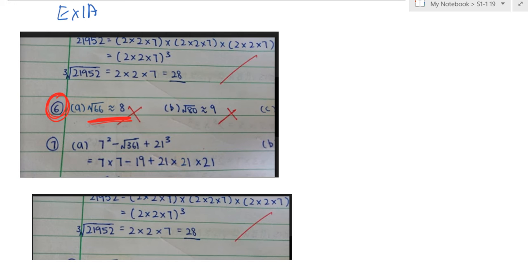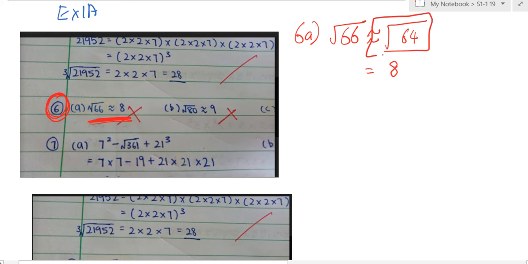Because the question says estimate. So the correct answer should be 6a is square root 66 approximate to what number? 64 equal to 8. This is extremely important. If I don't see this, even the answer is 8, the answer is wrong. Now, how do I find this 64? I got to find the perfect what?